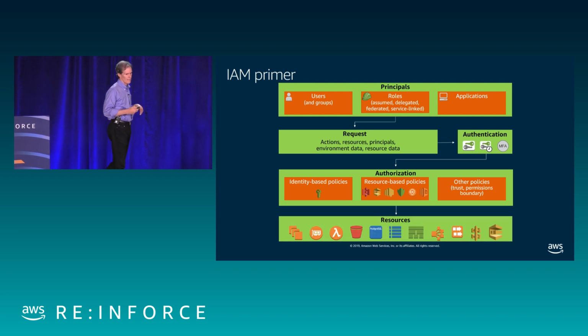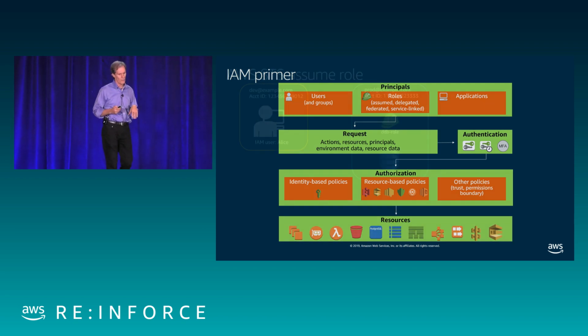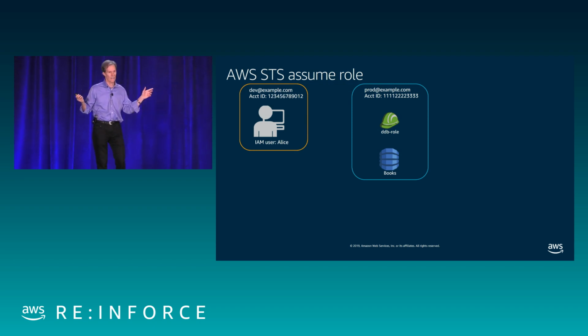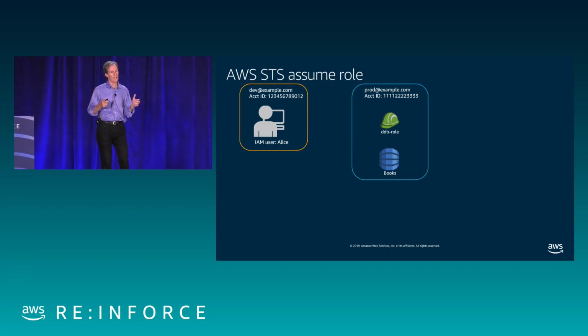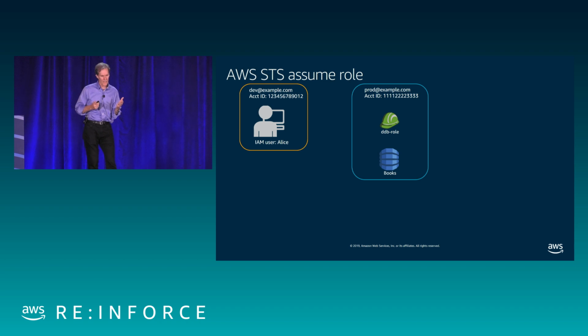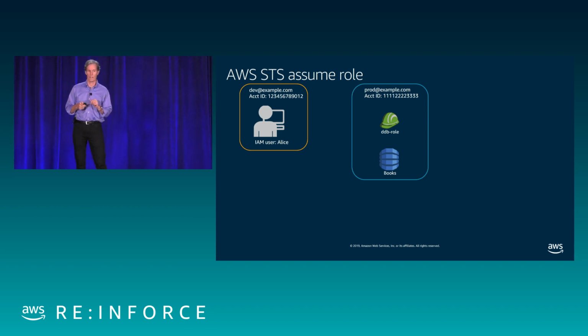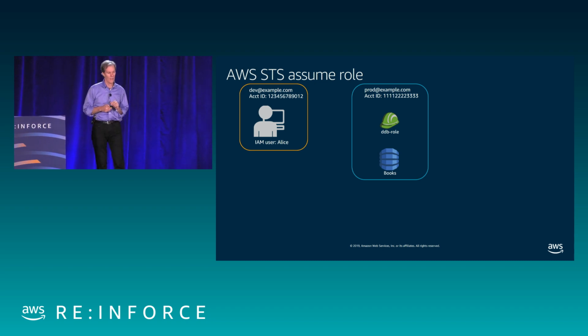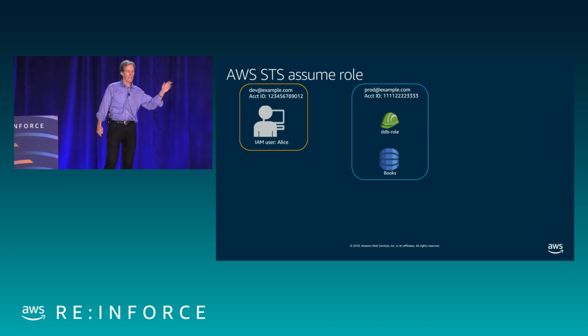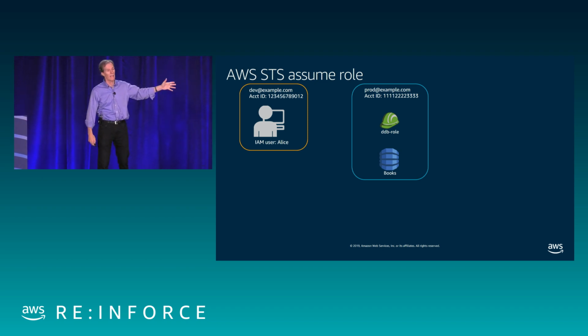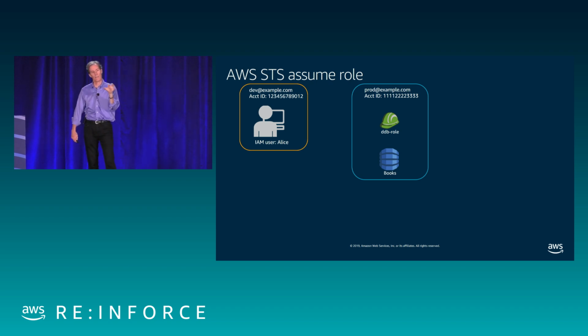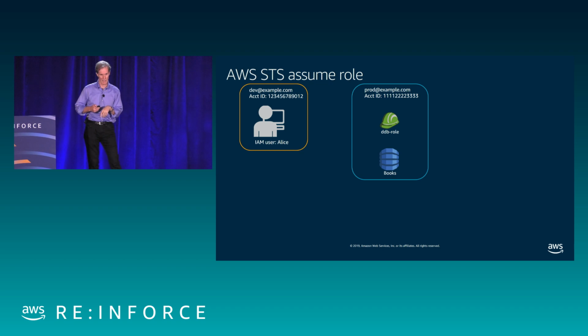So to give you an idea of how that works, we're going to take a look at two accounts. And we're going to look at a human being who wants to get access to a DynamoDB table in another account that has a table in it about books. So the account on the right is the trusting account that they want to access. And the account on the left is the person who wants to access that account. So we've got a trust relationship that has to happen.